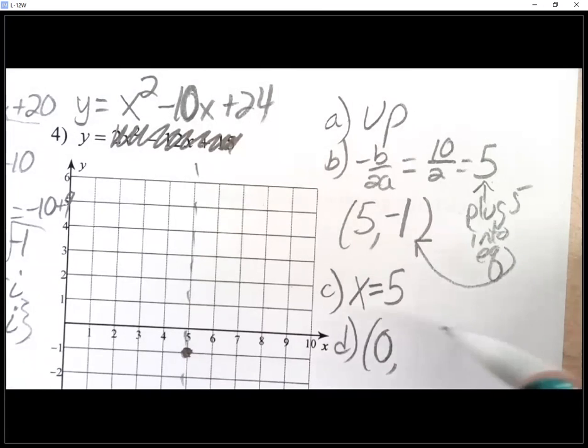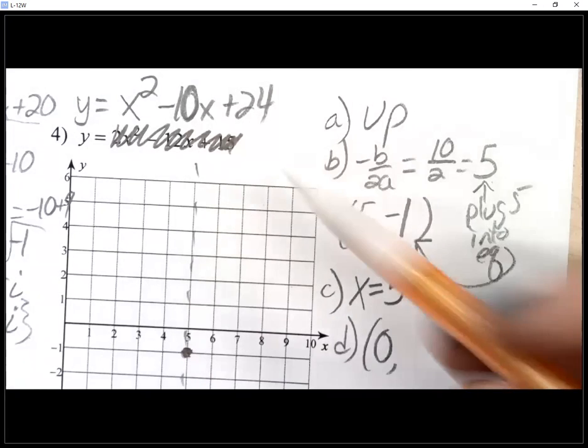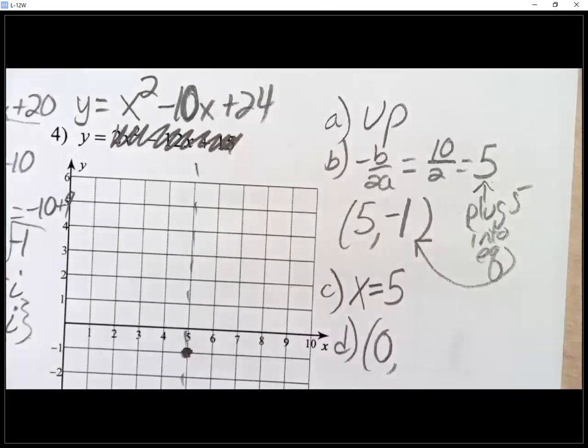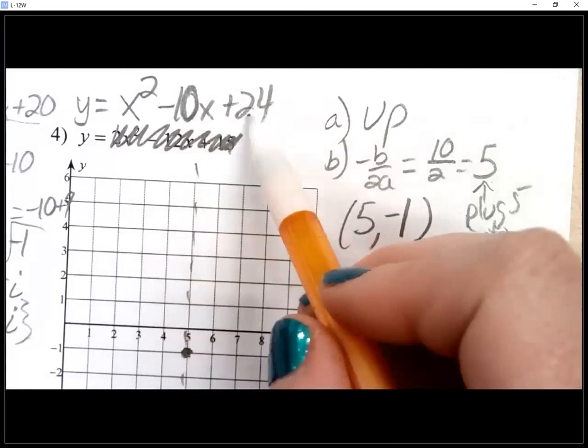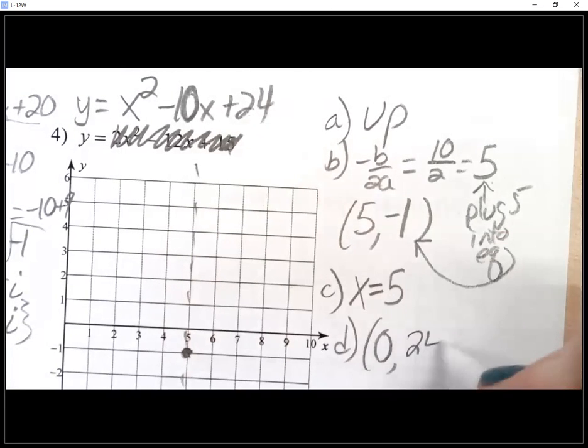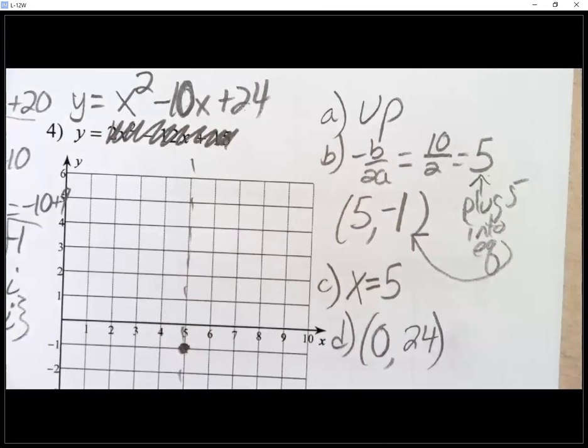Go into your original equation. If you plug in 0, what comes out for y? 24, right? 0 squared minus 0 plus 24 is 24. So unfortunately, that's off my graph. Too bad, so sad. Sometimes it will be, sometimes it won't be.